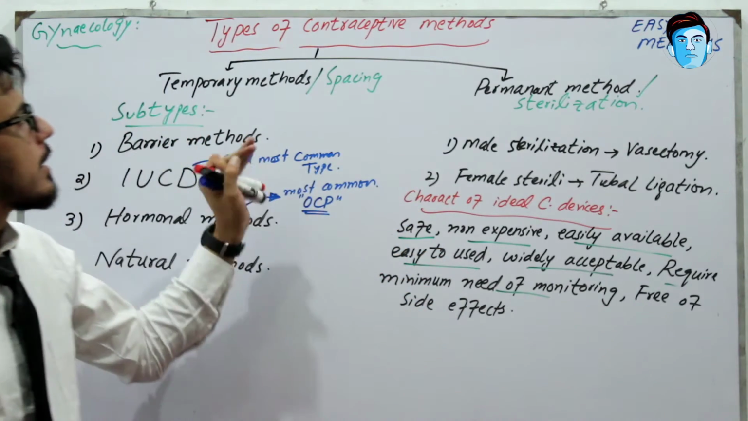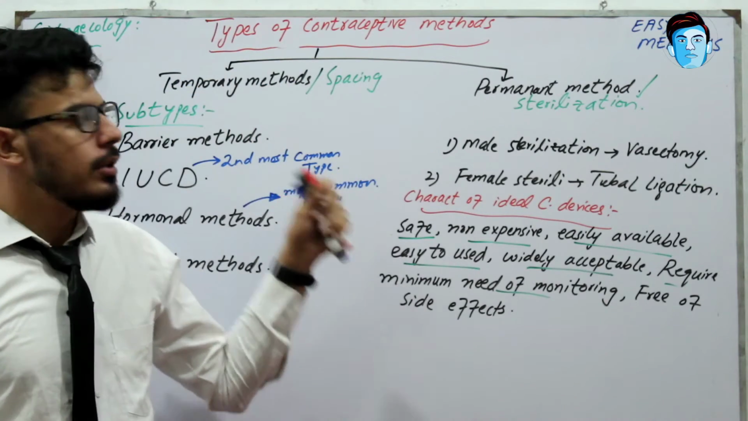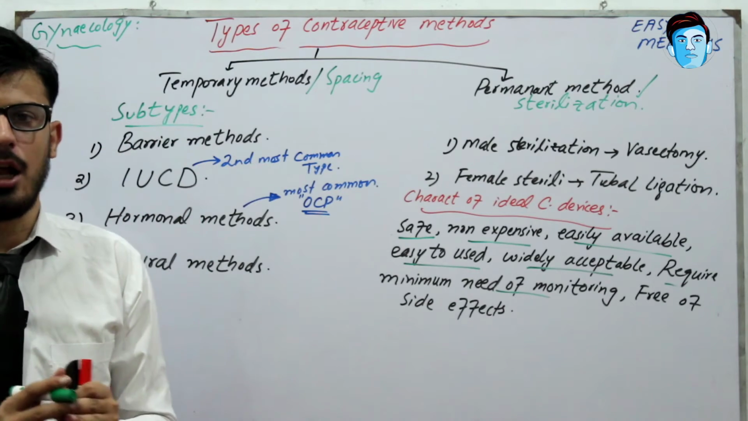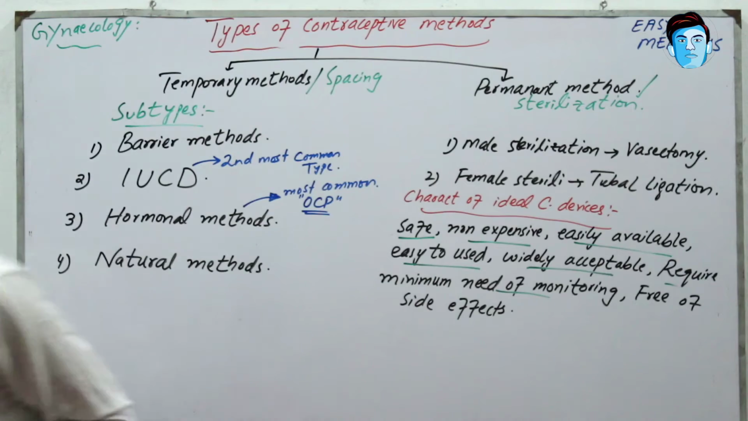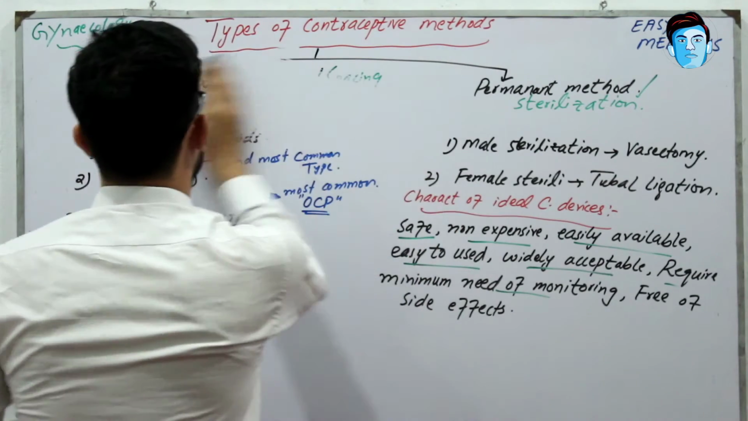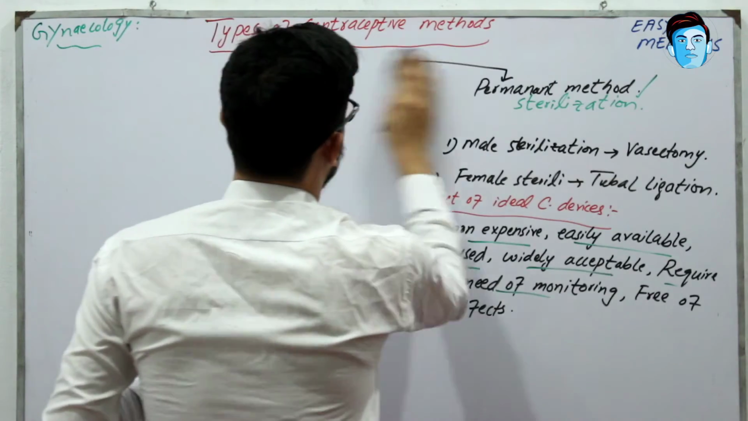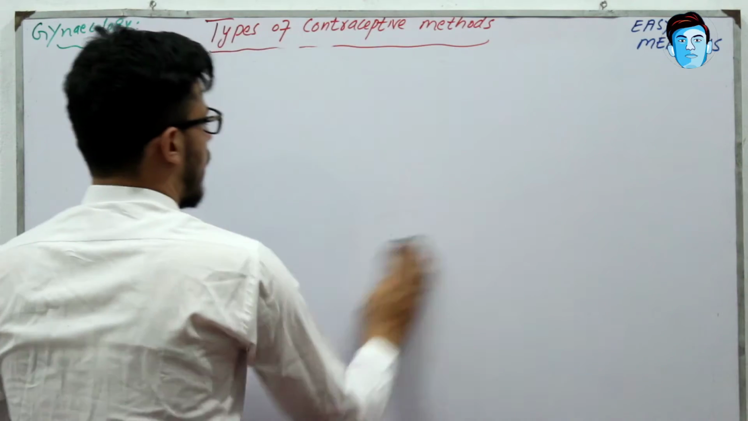So till now we discussed the types of contraceptive methods and general overview. Now here we will be discussing each method of contraception a bit in detail. First we will be discussing the barrier method of contraception. Let's discuss the first type of temporary method of contraception, which is referred to as the barrier method.